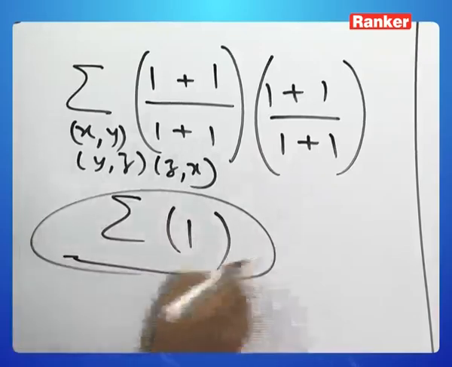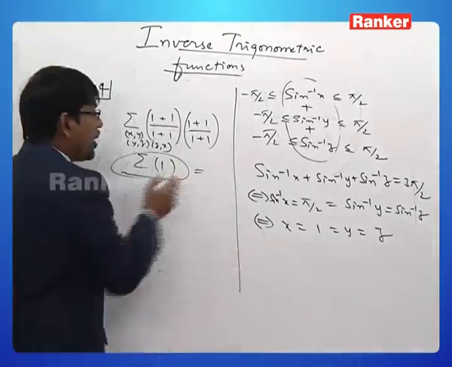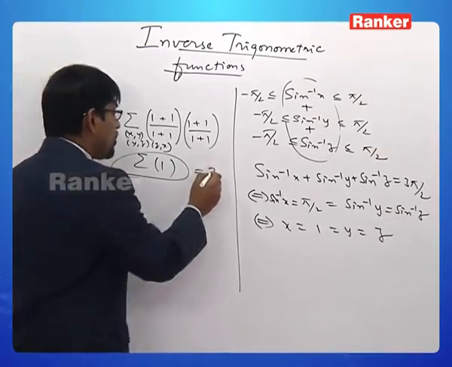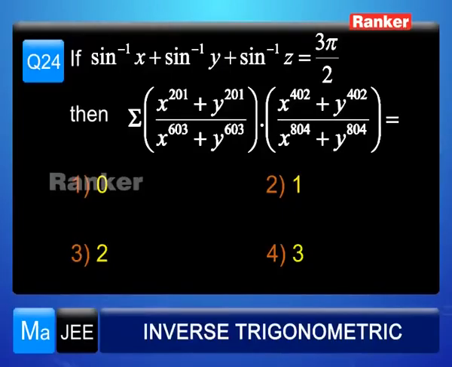So that makes it how much? That's going to be sigma 1, 1 added up how many times? As many times as the number of terms, that is equal to 3. So the right option is option 4. Option 4 is the right answer.